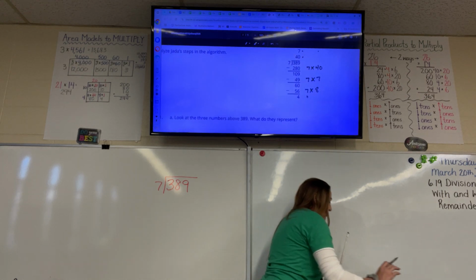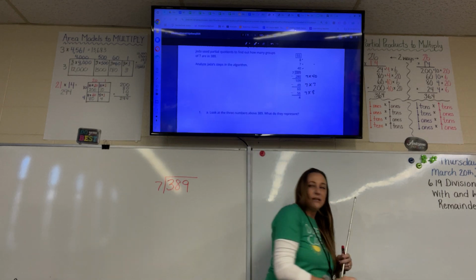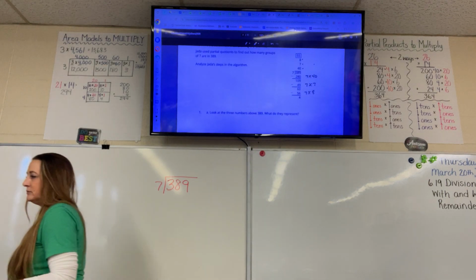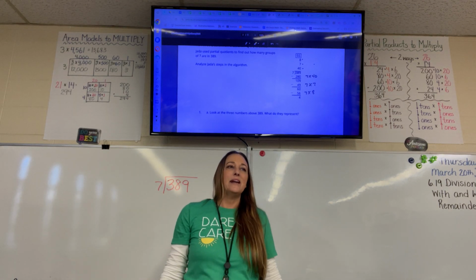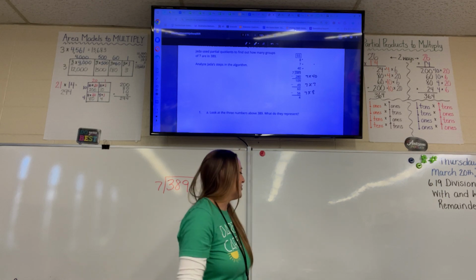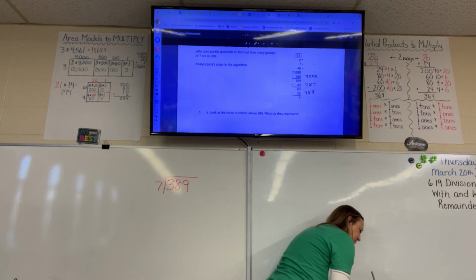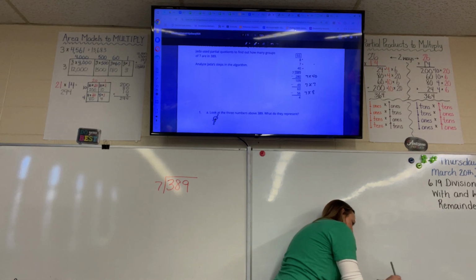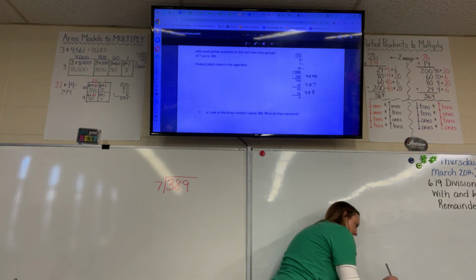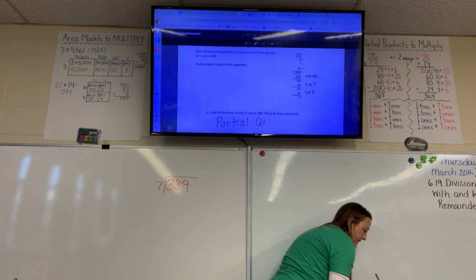It says look at the 3 numbers above 389. What do they represent? What did I say those were? 2 words. Begins with a P and a Q. Mary? Partial quotients. Yeah, that's a tricky word, isn't it? Quotients. All right. Partial quotients. That's the answer to number 1.